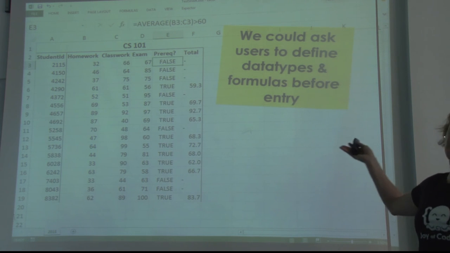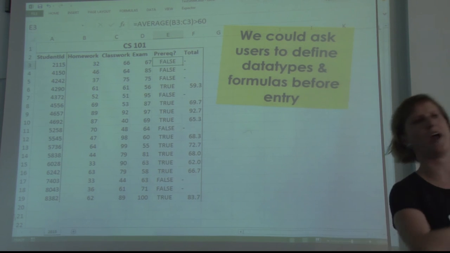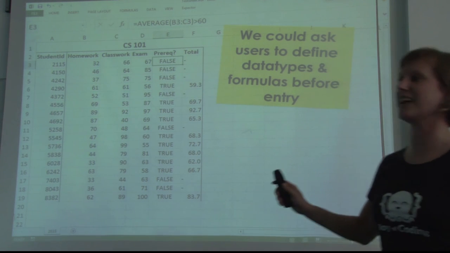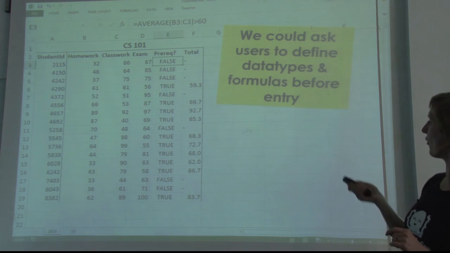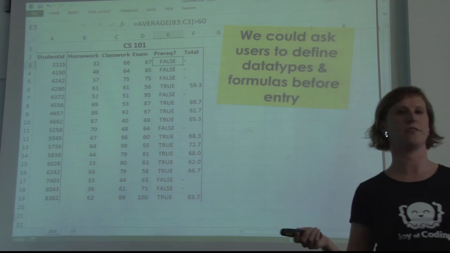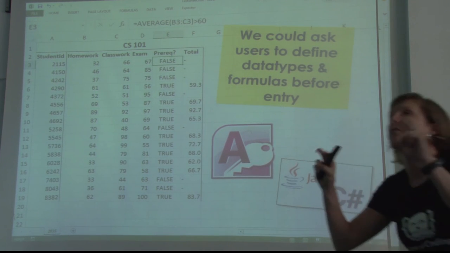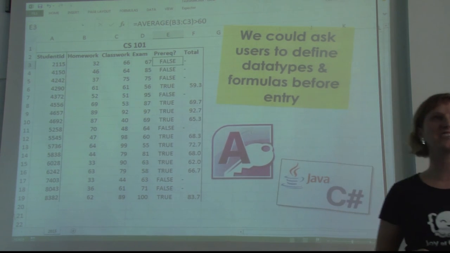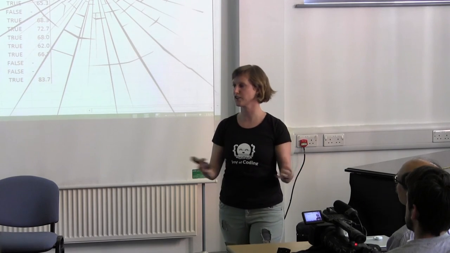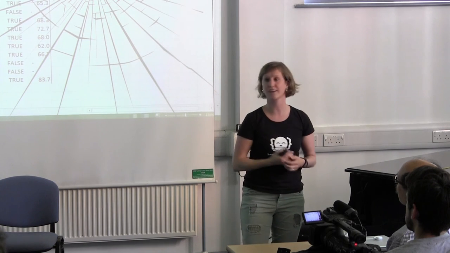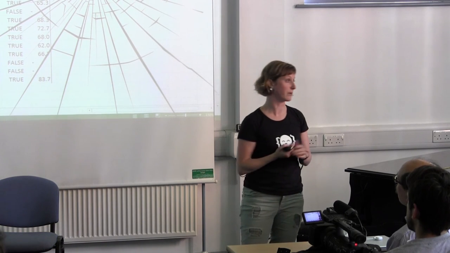Of course, we could solve it in a different way. We could ask users to define their data types. We could say, you shouldn't do it too spreadsheety anymore. You have to define this is a student, and this is homework, and this is classwork. That would be a solution. But then this starts to look a lot like Access or even like real programming languages. And that, in a sense, would break the spreadsheet. If you introduce abstraction in a more formal way, you take away the creativity and the flexibility of a spreadsheet.